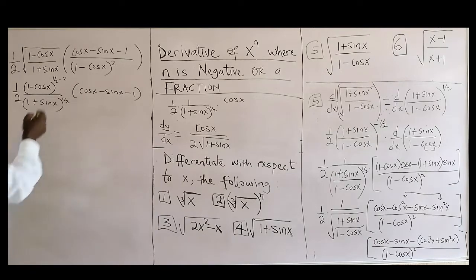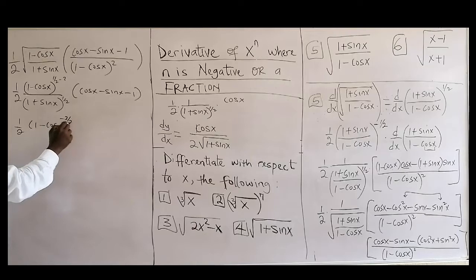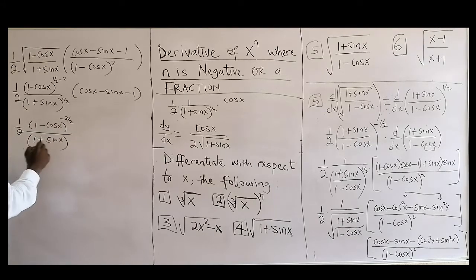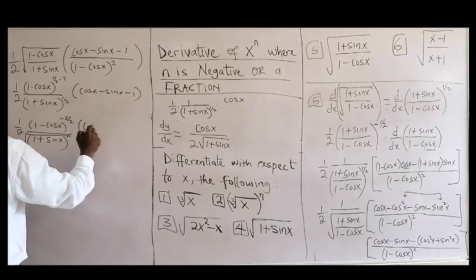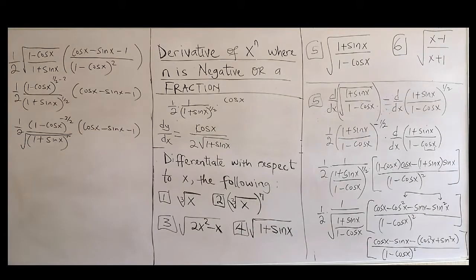So this will give me 1 over 2 into brackets 1 minus cos x. If you subtract this one, that will be minus 3 over 2 over 1 plus sin x half, with square root. That will be square root straight away. Then times cos x minus sin x minus 1. So that's the solution to that. You can try this one on your own.